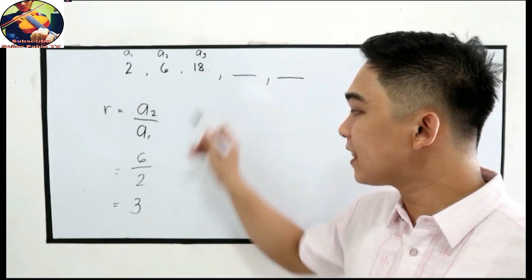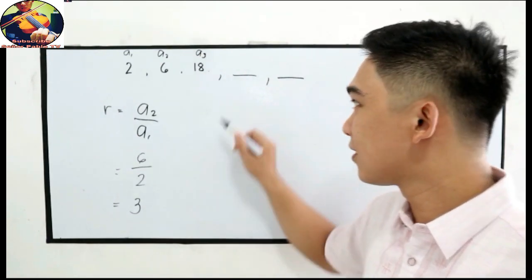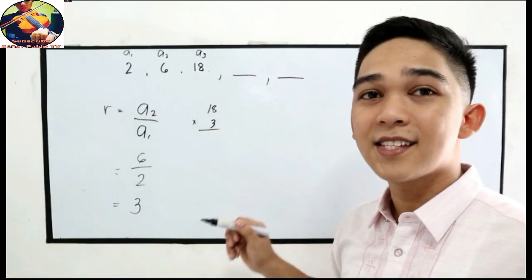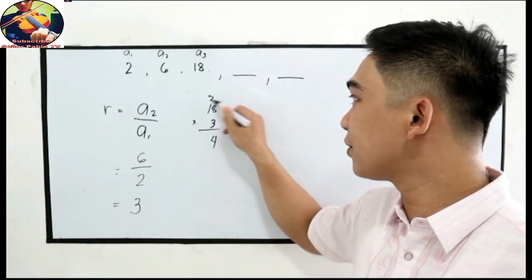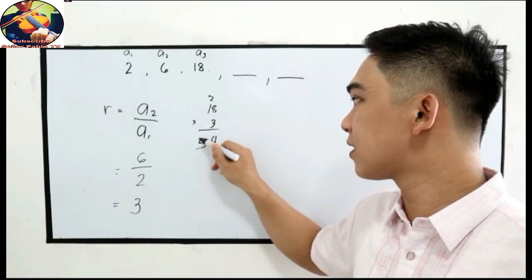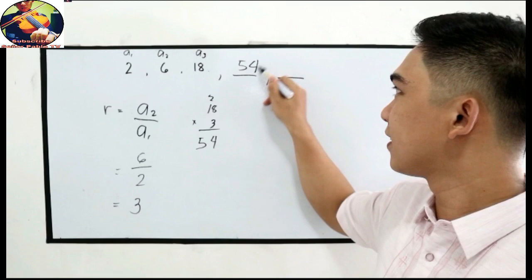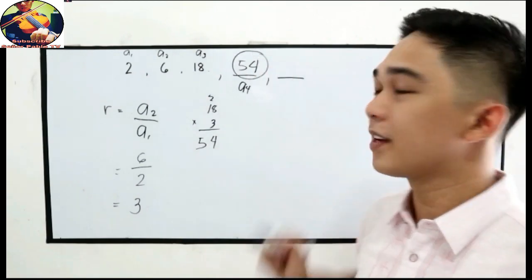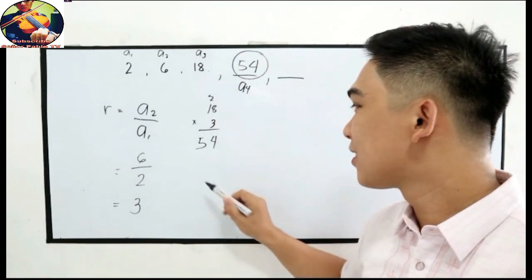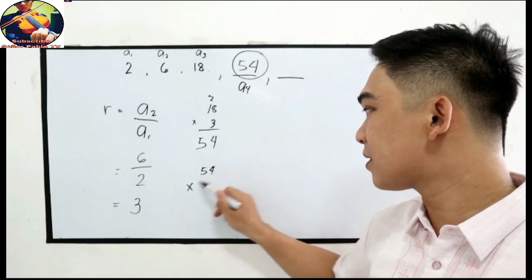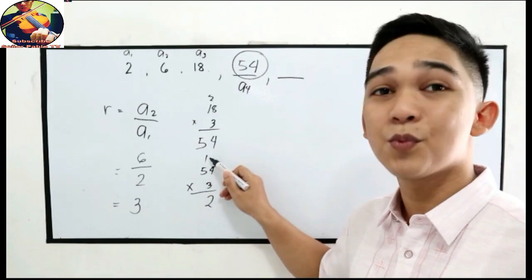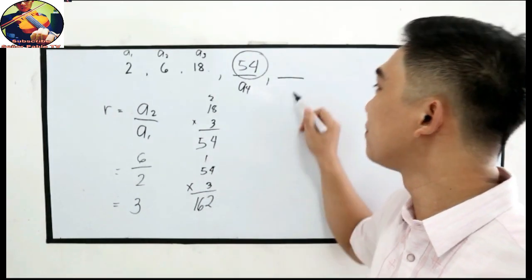Multiply lang natin. 18 times 3. So, para makuha yan, 18 times 3, that is 8, 16, 24. Carry 2. 3 times 1 plus 2. So, next is 54. So, ito na ngayon si A4. Para makuha si A5, multiply ulit natin si 54 ng 3. So, 54 times 3, that is 12, carry 1, 15 plus 1, 16, 162.